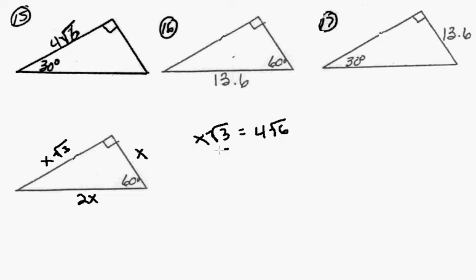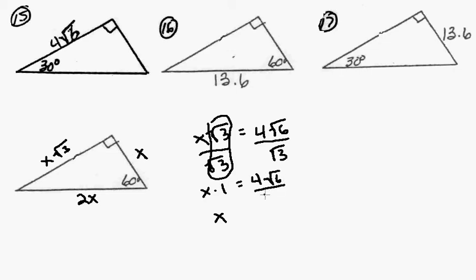Well, again, solving for x, if I divide both sides of the equation by the square root of 3, this turns into 1. Right? So now I've got x times 1, and 1 times x is just x. Here I've got 4, and this is actually the square root of 6 over the square root of 3. This turns into 4 square root of 6 over 3.